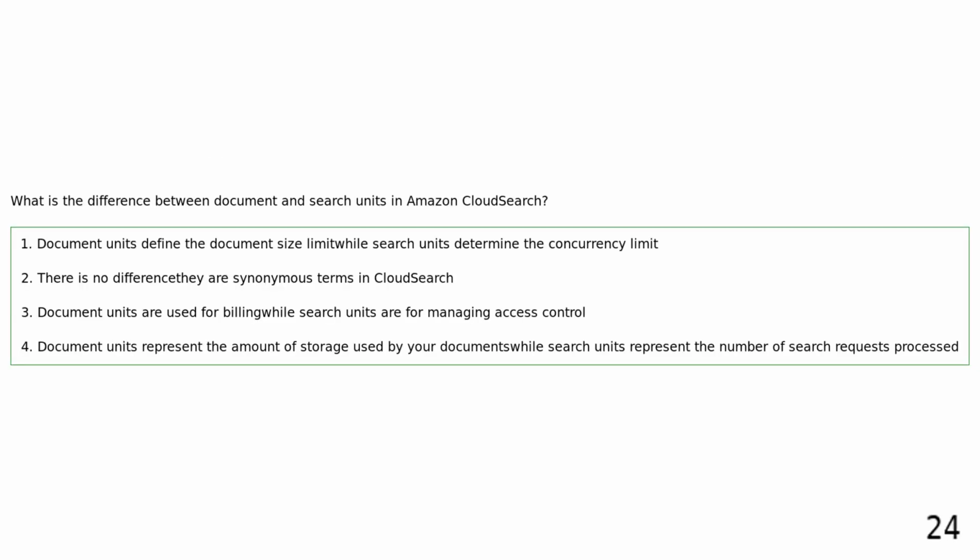What is the difference between document and search units in Amazon CloudSearch? Document units define the document size limit while search units determine the concurrency limit. There is no difference, they are synonymous terms in CloudSearch. Document units are used for billing while search units are for managing access control. Document units represent the amount of storage used by your documents while search units represent the number of search requests processed.